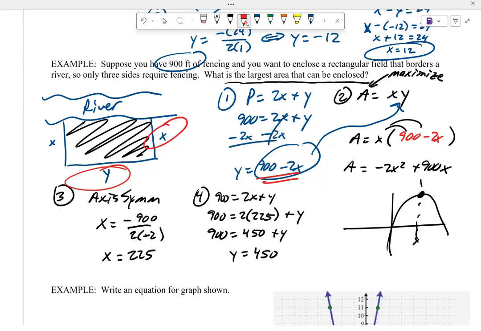And the largest area that can be enclosed, what is this area? x times y, 225 times 450 is 101,250 square feet. That is how much area we can maximize with 900 feet of fencing along this river.